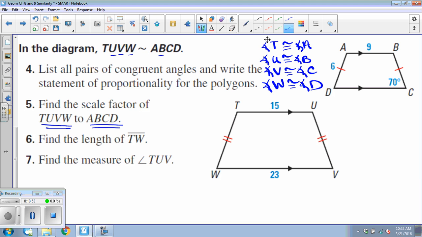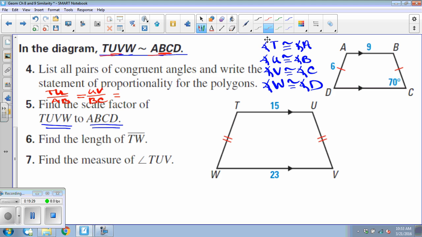Now, we have to write the statement of proportionality. Again, I don't even need to look at the figures. I can look at my similarity statement and write that. You're writing what segments correspond with what segments, and you're writing that as a ratio. So when I look at the first two, TU corresponds with AB, so TU over AB has to equal, then I look at the second one, UV over BC.